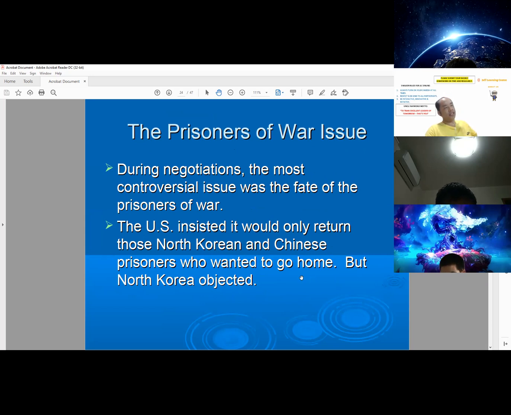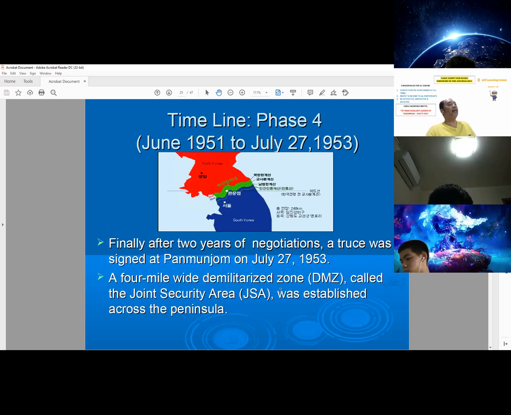During negotiations, the most controversial issue was the fate of the prisoners of war. Okay, this one is just the status of prisoners of war, POW. Right now it is called POW of the North. And so the US would only return those North Koreans who wanted to go home, but North Korea rejected. Wanting to go home and continuing to fight are two different things.